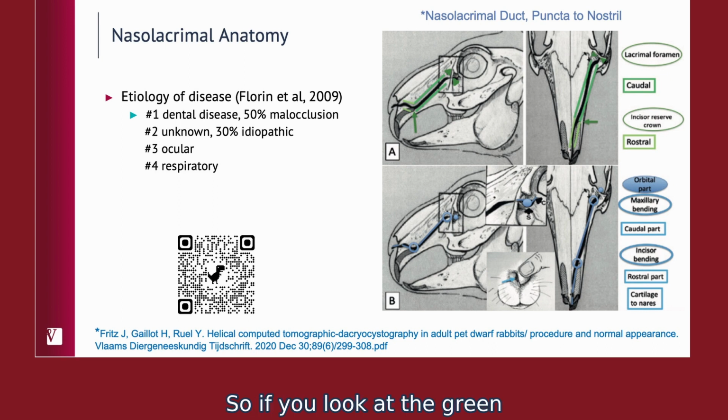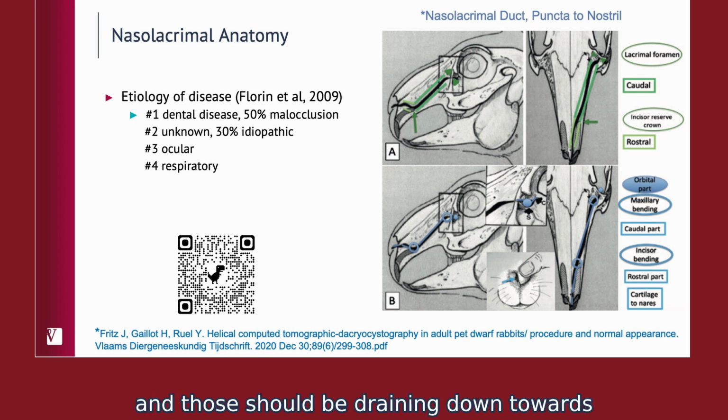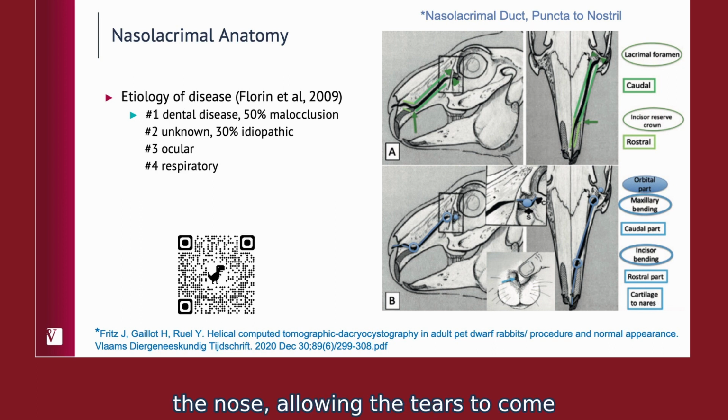So if you look at the green in the top, you can see by the eye there's two lacrimal sacs, and those should be draining down towards the nose, allowing the tears to come out the nose. As they drain, there's a bend right out from those sacs, and that is actually near the reserve crowns of the cheek teeth, or the premolars and molars.